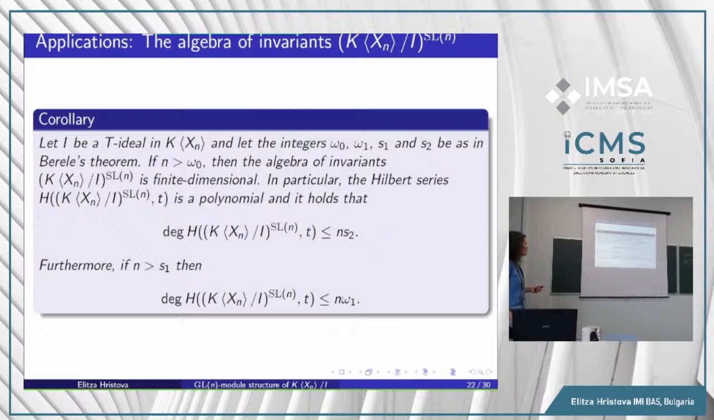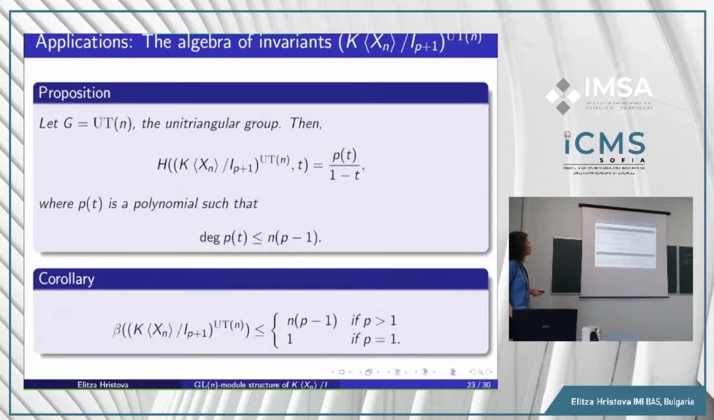So it's a polynomial, and this is the bound on the degree, n times s2. And further, if n is greater than s1, we get an even better bound on the degree. It's again finite dimensional, and we get a better bound on the degree. So for SL_N, we actually have a result not only for ideals generated by long commutators, but for arbitrary ideals I.